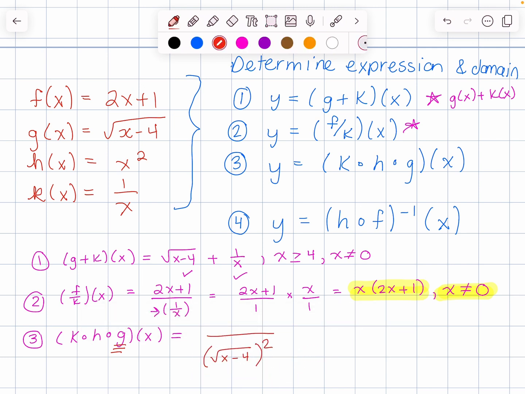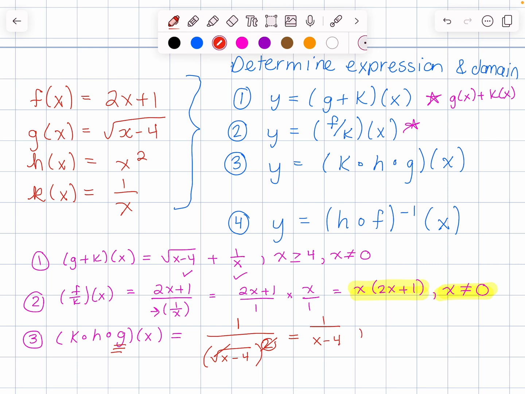I'm getting this, guys. This is inside of k of x because k of x was 1 over x. So I put g of x inside of h of x, inside of k of x. And I definitely have some restrictions here. But let's simplify it down first. So that square is going to cancel out my root. I am just going to be left with 1 over x minus 4.